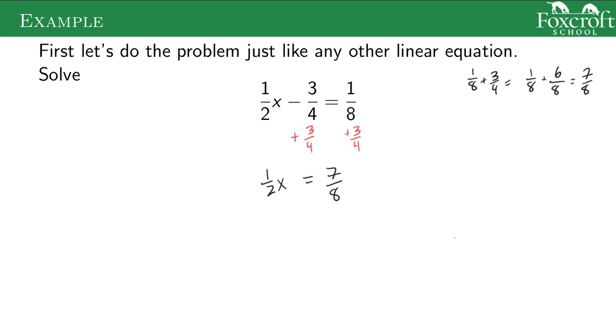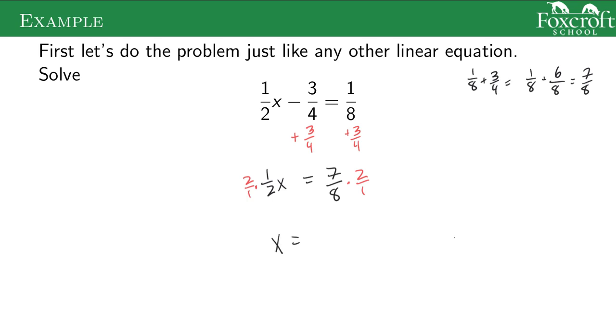And now I want to get rid of this 1/2. How do you get rid of a 1/2? There's a bunch of different ways you could divide by 1/2. The more straightforward way, I think, is you multiply it by 2/1. That's going to multiply both sides by 2/1, and that's going to give me the x by itself now.